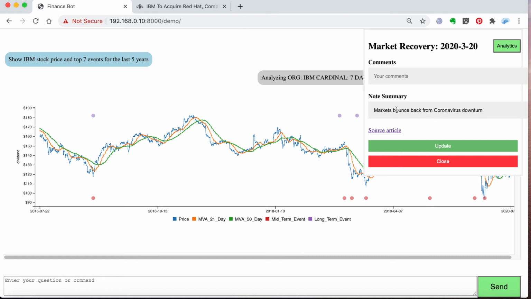Essentially, the markets bounce back. So as the markets bounce back, so does IBM stock price, and the stock price starts to recover.